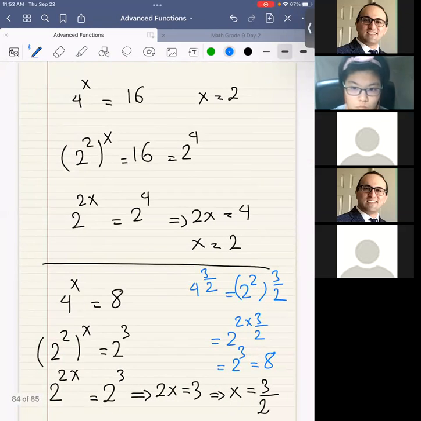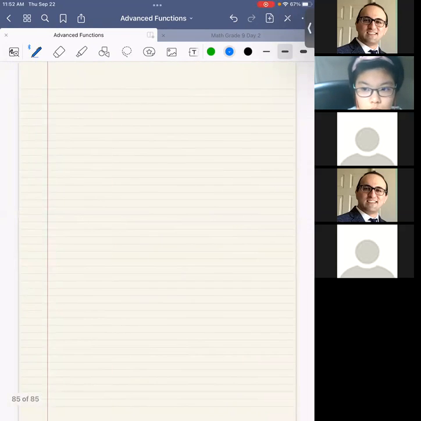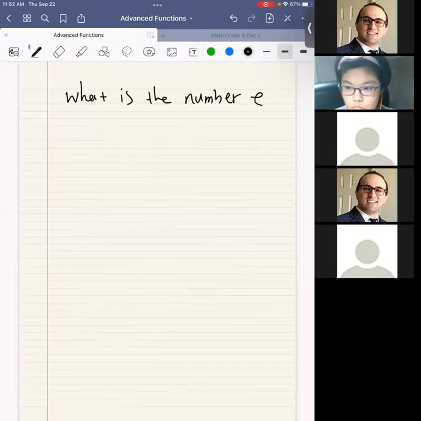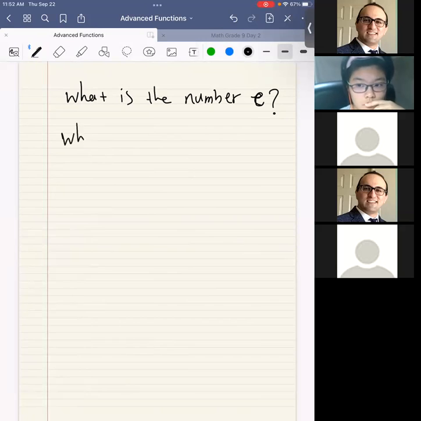Okay, any question? No. Now, the next topic that maybe I will discuss tomorrow is what is this number e, and where does it come from? So we will discuss this tomorrow.